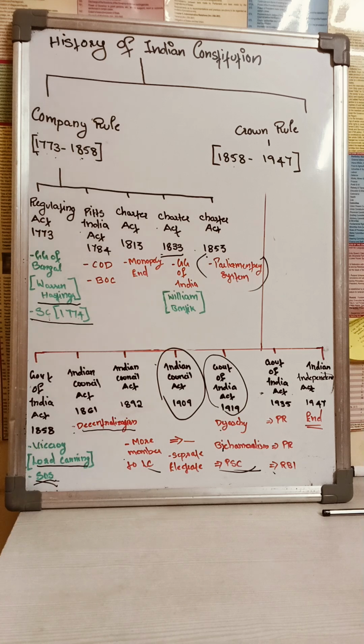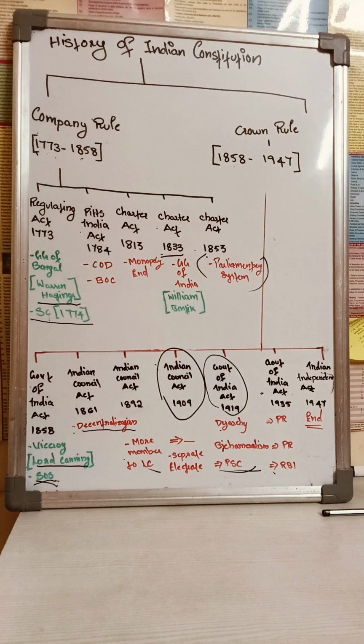The Indian Councils Act of 1861: the main feature of this act is decentralization. Then the Indian Councils Act of 1892: more members were added to the Legislative Council and its functions were increased, such as the budget and so on. The Indian Councils Act of 1909, popularly known as the Morley-Minto Reforms, again added to the functions and the number of people in the Legislative Council.